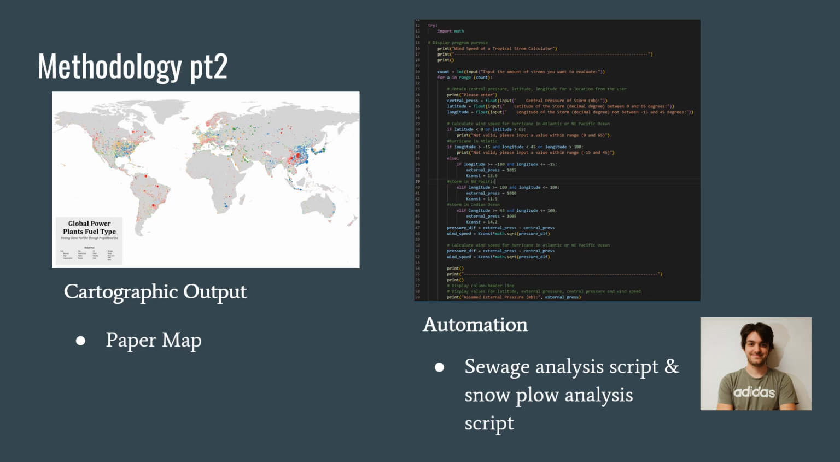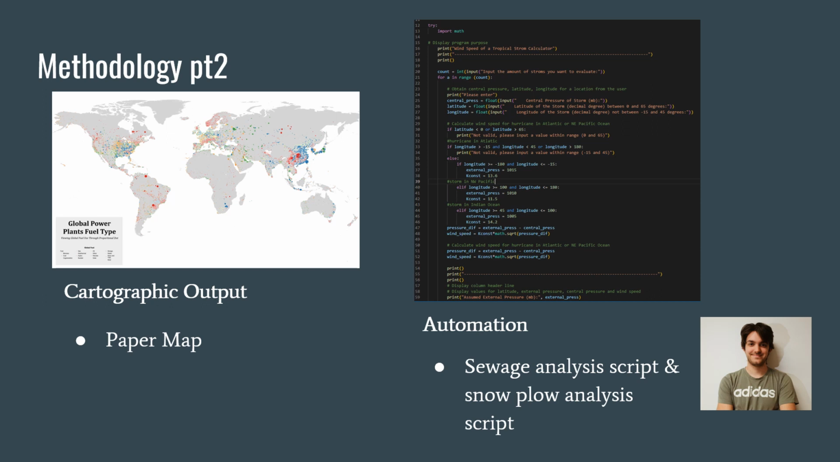And once the analyses are complete, a paper map will be created by our group cartographer to show both types of analysis using the City of Peterborough's cartographic standards. The cartographic output will be created before the automation is complete so that we can determine what symbology fits each layer the best.